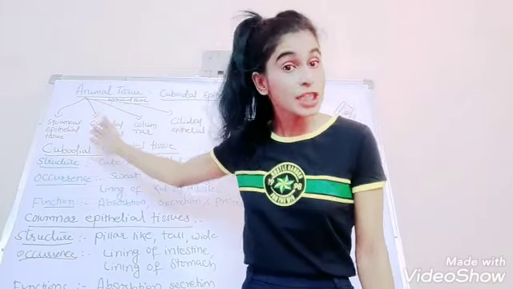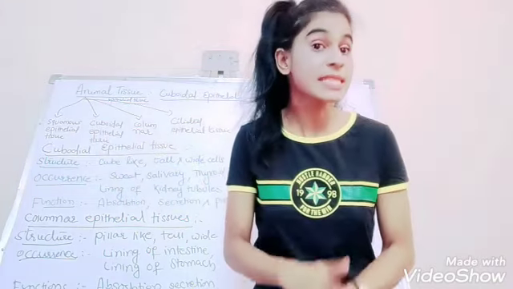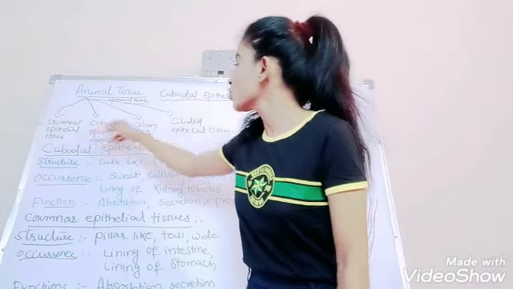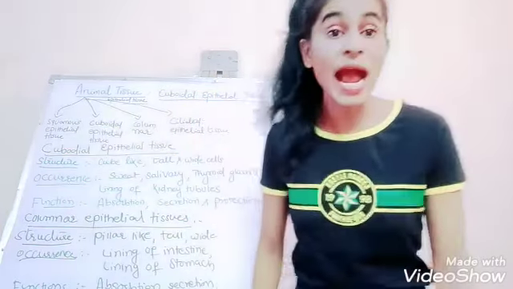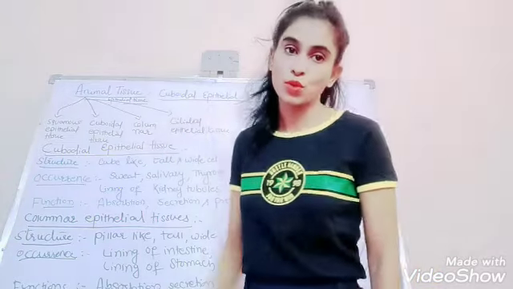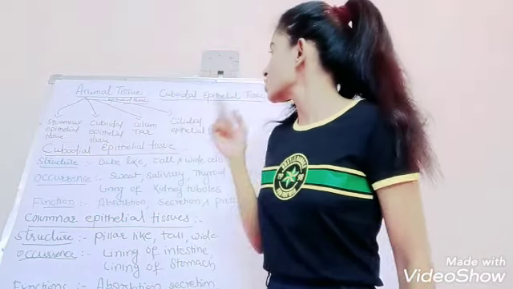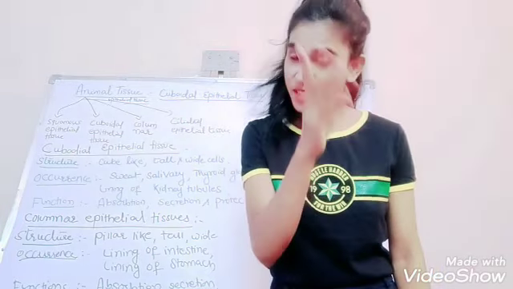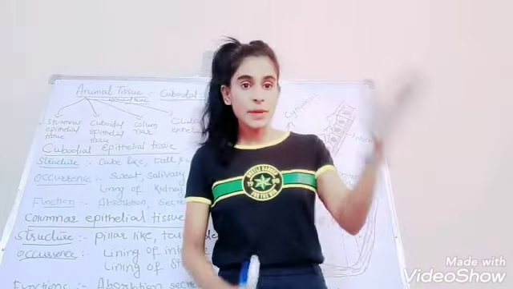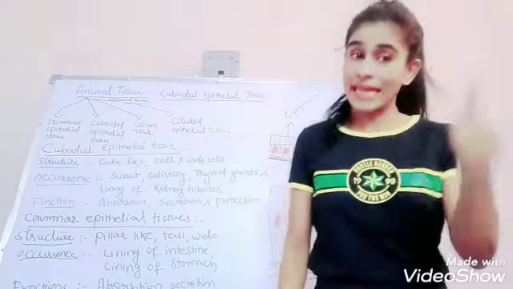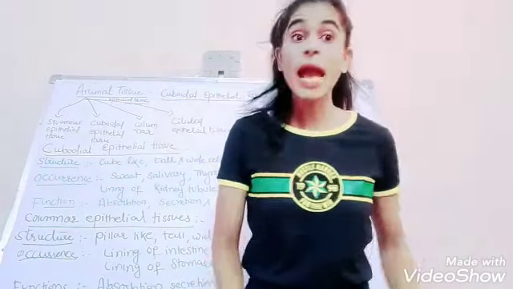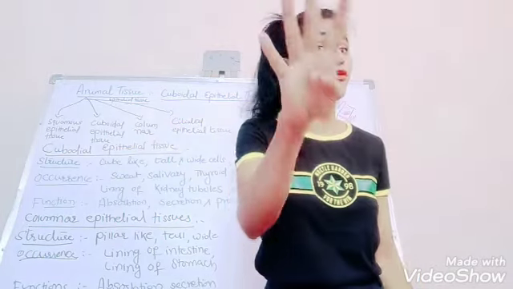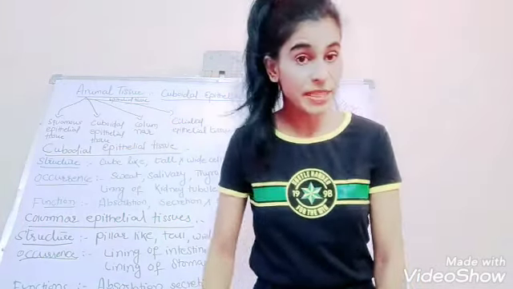Squamous epithelial tissues, which we already discussed in my last video. And today we'll be discussing cuboidal epithelial tissue and columnar epithelial tissues. So exactly, dear children, there are 4 types of epithelial tissues. How many types? 4. Yes, in animal tissue, the first one is epithelial tissue. And how many types of epithelial tissues are there? There are 4 different types.